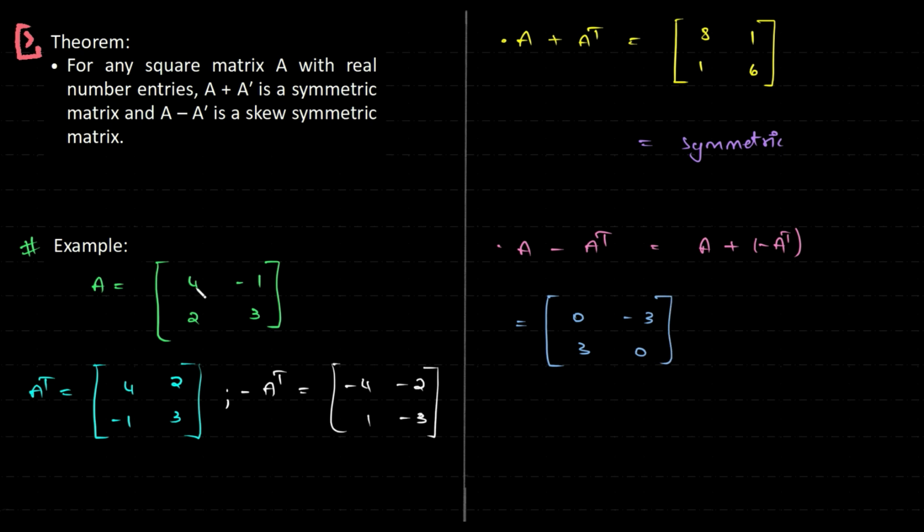Right? So along the diagonal, it is 0, and along the non-diagonal, you can see that they map. In terms of magnitude, they are equal, but in terms of signs, they are opposite. So this is nothing but your skew symmetric. So this is what the theorem talks about.